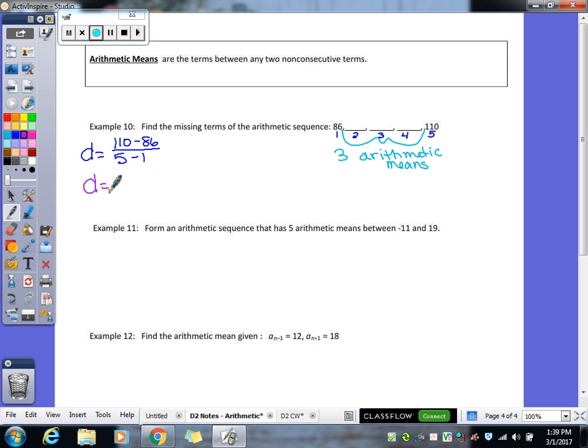So what do we get? 6. Common difference is 6. So now I just got to find those empty spaces. So 86 plus 6 gives us 92. Plus 6 gives us 98. Plus 6 gives us, and then I always just check, is 104 plus 6 110? Yes. So that's how we know we did it correctly. It's always plus 6.